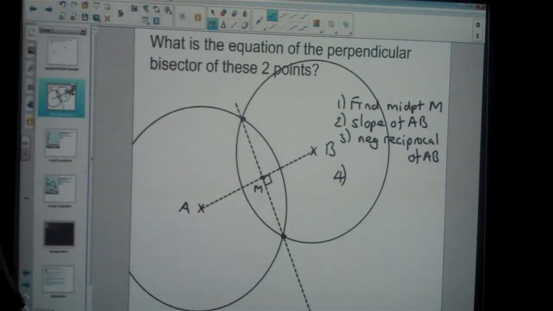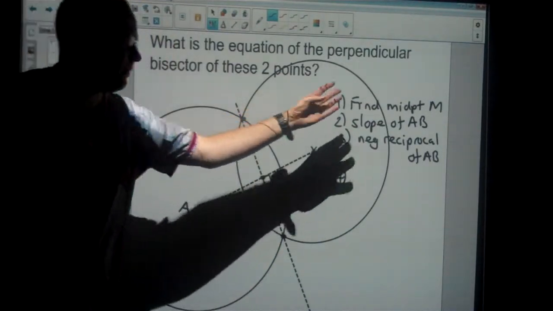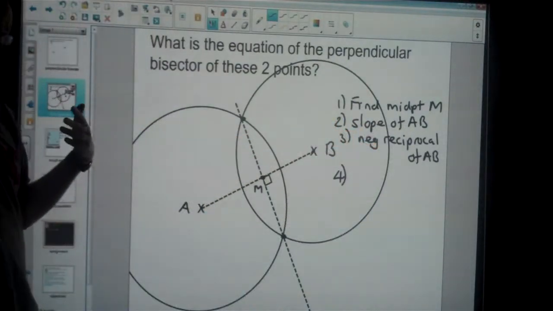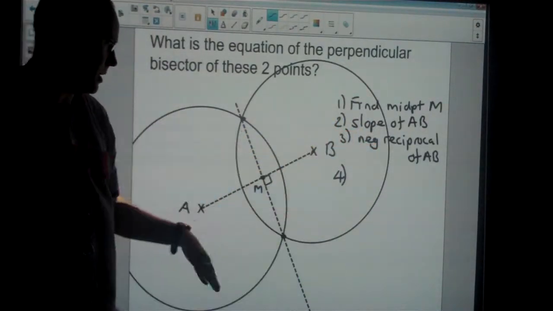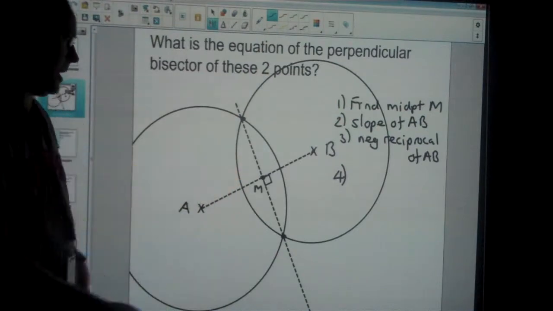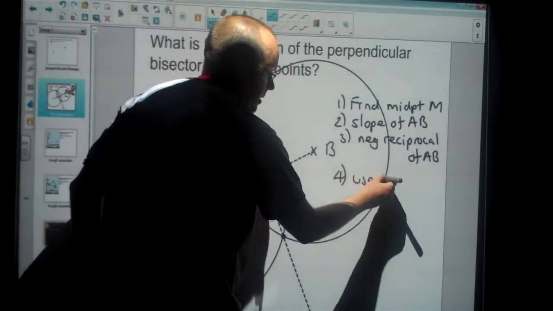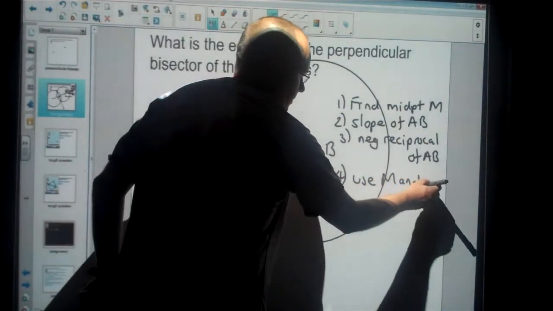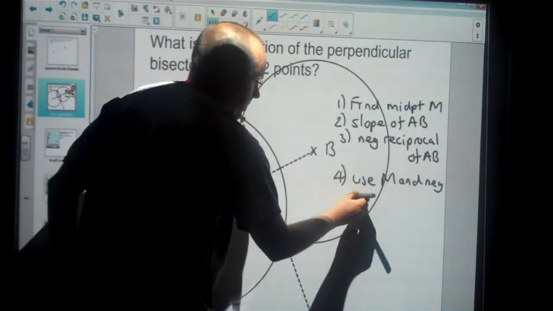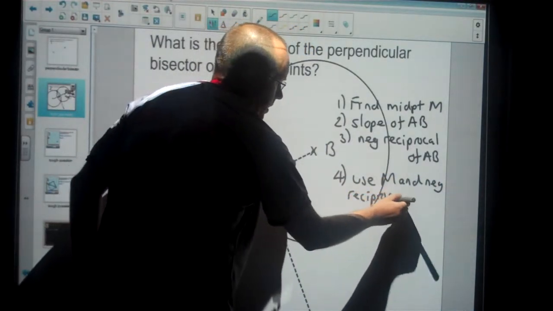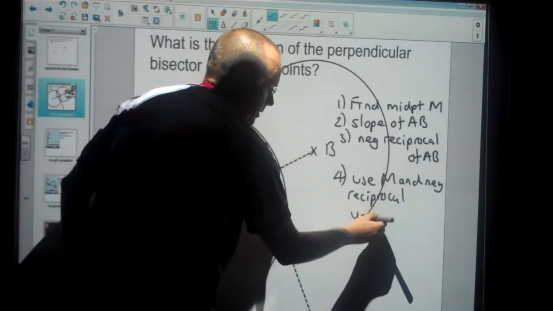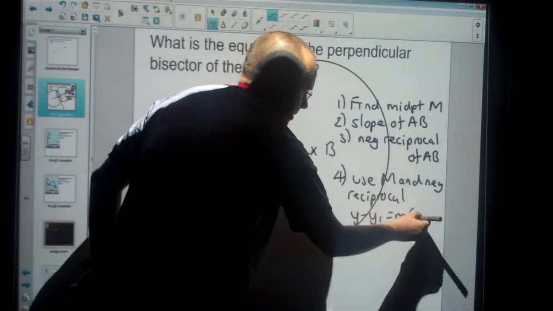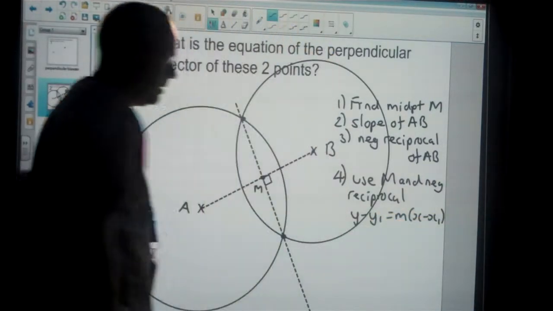Now you've got to be very careful when you do this question. A lot of people, they do the negative reciprocal for AB, then they think, oh, I just need a point, and then they'll pick A or B. But you have to make sure that you pick point M. So use M and the negative reciprocal, and then use y minus y1 equals m(x minus x1).